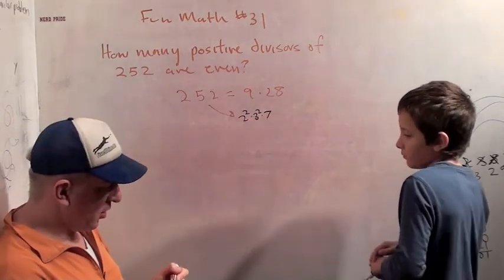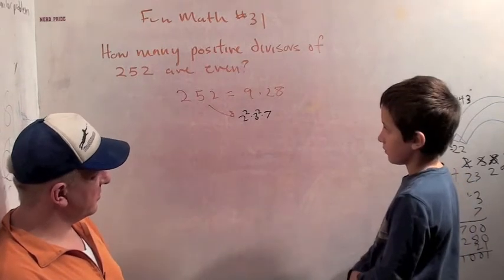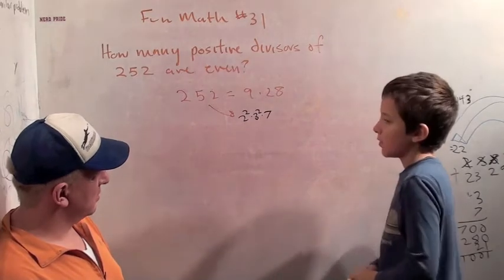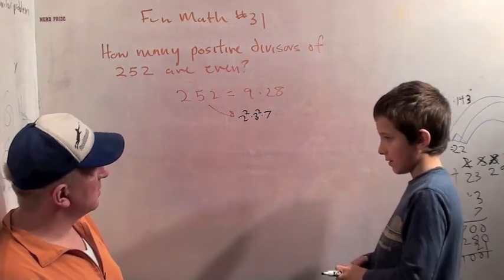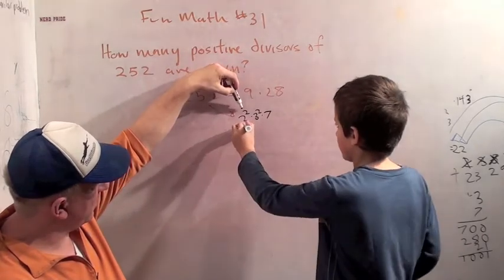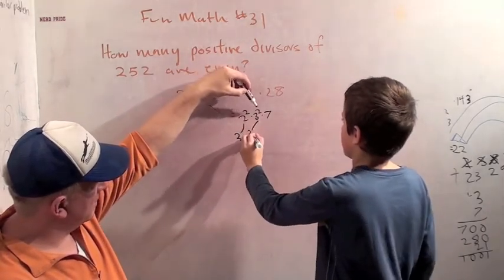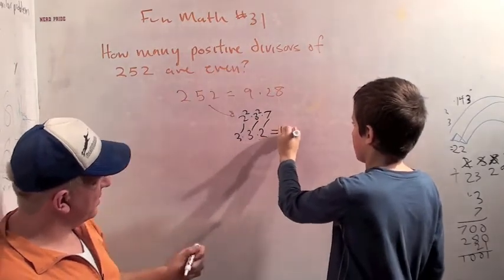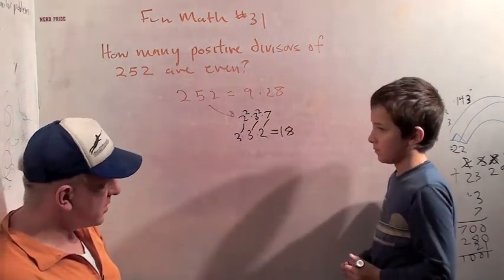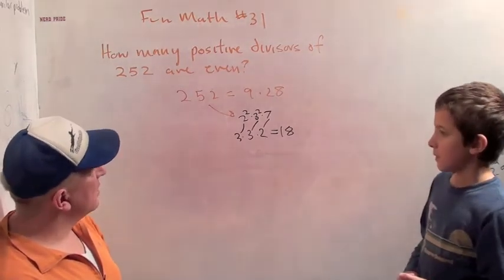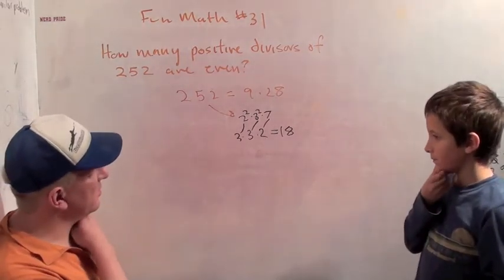By the way, how many total divisors are there of 252? Total, there's 3 times 3 times 2 is 18. Okay, so what we do is we increase each of the prime powers by 1, and then multiply, and we get 18 total divisors. But we're not looking for total divisors, we are looking for even divisors. And that's what makes this question very interesting.